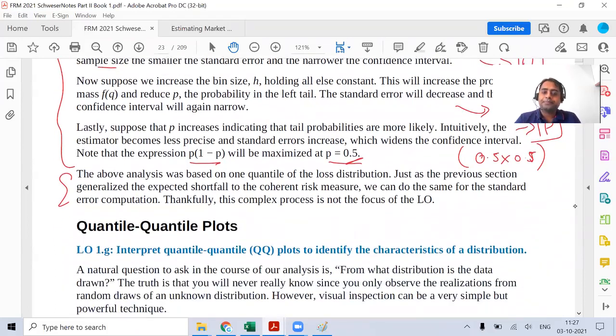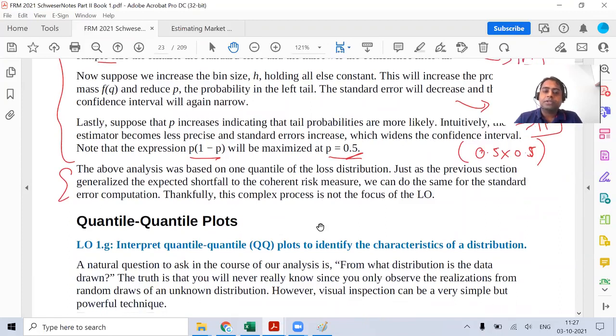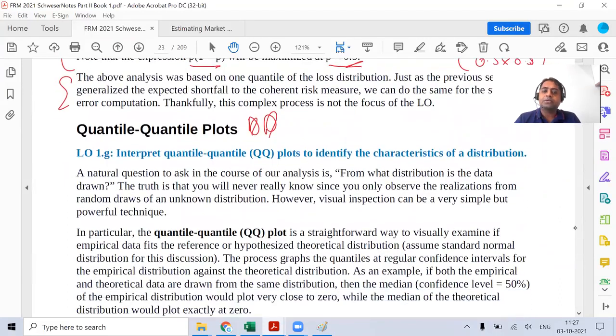All good till here? I'm moving towards the quantile plot. Okay, now this section is important, double star for the exam, theoretical, and it's a very easy section. I'll try to cover this with my PPT.